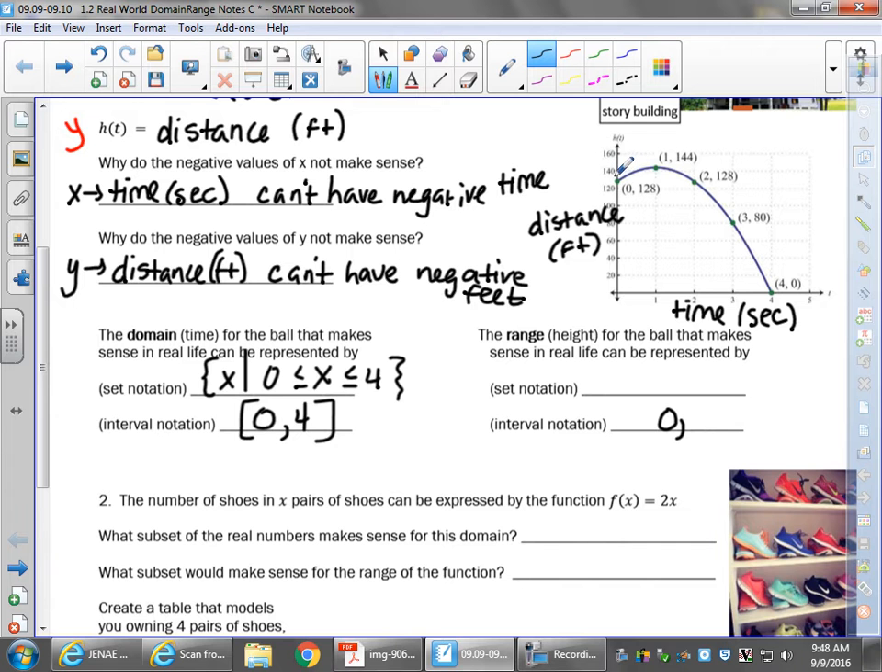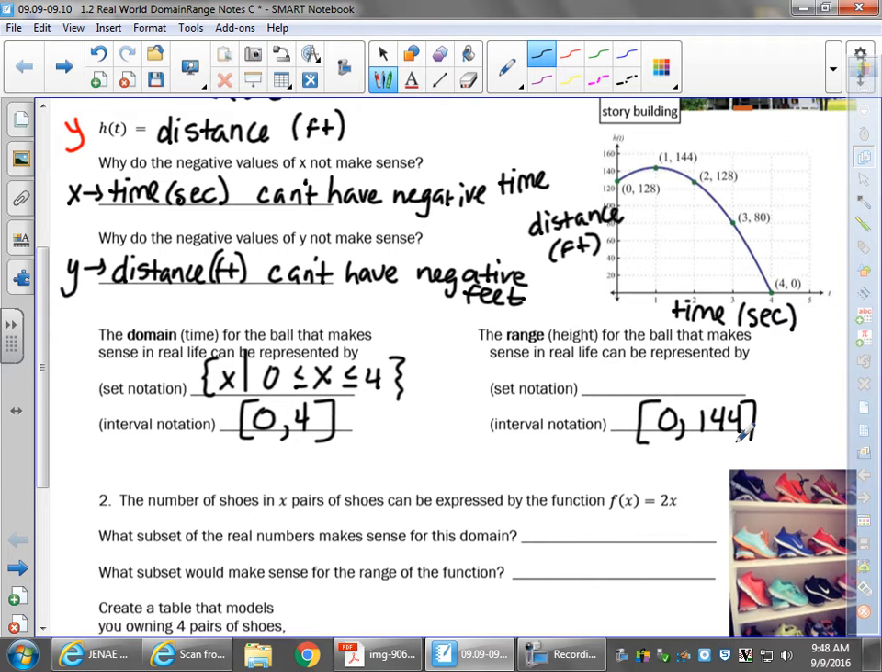140? Close. It's close. I agree. Well, that's not at 140. This would be like 130. But there's an ordered pair that's a little higher. So what's my largest y value? Good job. 144. Brackets or parentheses?